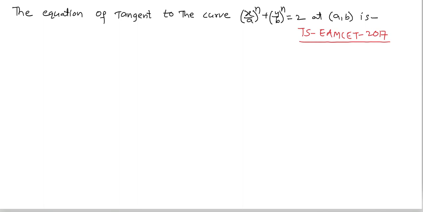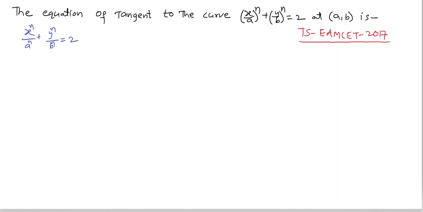The equation of the tangent to the curve (x by a) whole power n plus (y by b) whole power n is equal to 2 at (a, b). This is a TS EAMCET 2017 question. Here the given curve is x to the power of n by a to the power of n plus y to the power of n by b to the power of n is equal to 2. So now we find the equation of the tangent. First we find the slope.